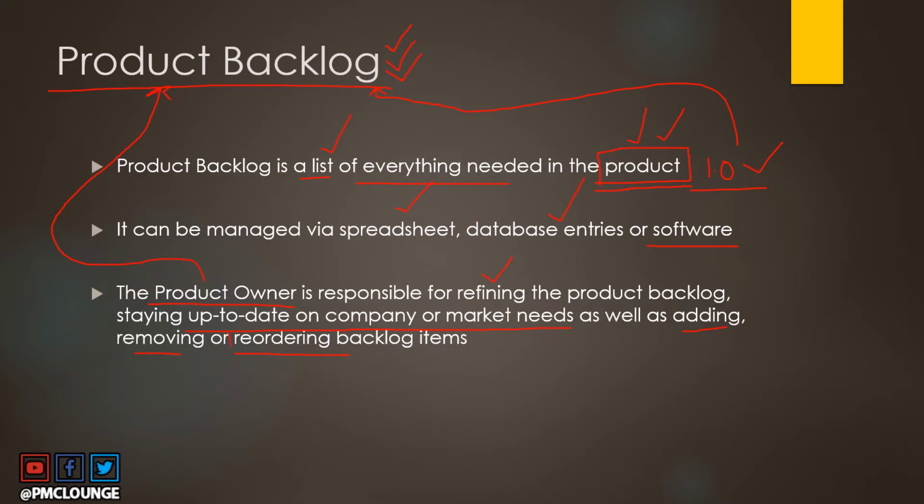Now, what is this reordering of backlog items? So let's say there's a list of 10 features and your team can only deliver 6. So the team is going to come to the product owner and ask which 6 out of these 10 should we deliver in our next iteration. And this ordering is something that the product owner needs to do. The product owner needs to tell the team that these are the 6 that you should work on because they are high priority items. So that's also something that the product owner is responsible for.